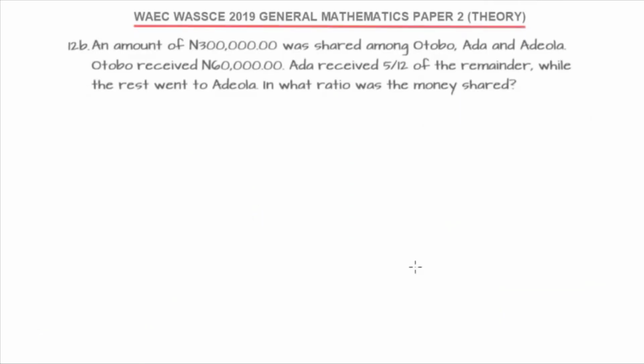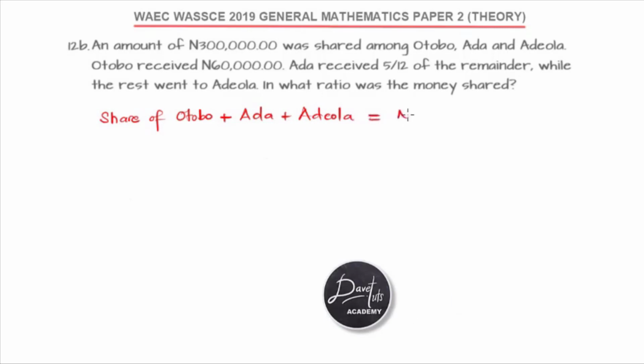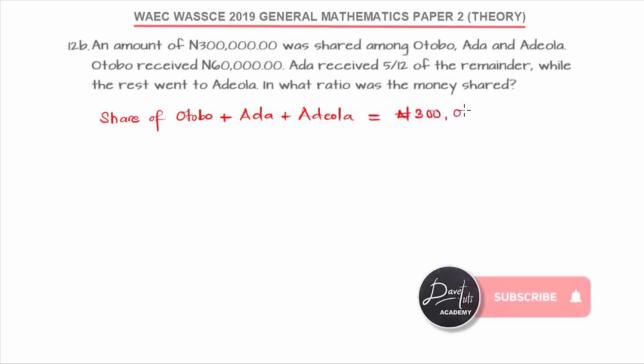An amount of 300,000 naira was shared among Otobo, Ada, and Adeola. Otobo received 60,000 naira. Ada received 5 over 12 of the remainder, while the rest went to Adeola. We have to find the ratio in which the money was shared. Now, the share of the three of them, Otobo, Ada, and Adeola, is amounting to 300,000.